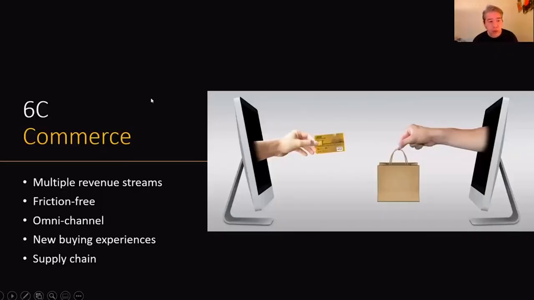The sixth C would be commerce. And if possible, it's always good to have multiple revenue streams, whether it's ads and sponsorships, e-commerce sales, premium content, licensing revenue, affiliate income.